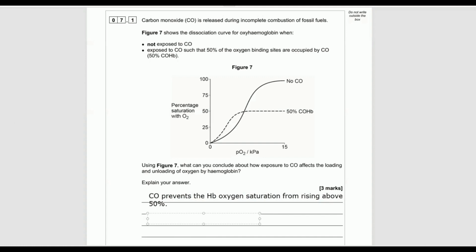So immediately that's going to score me a mark from pointing out that once carbon monoxide is bound, you can't get more than 50%. Whereas compare it to when no carbon monoxide is bound, you can get a much higher percentage of oxygen saturation. But also, this shows that when there is no carbon monoxide, there is a greater affinity for oxygen for the hemoglobin at high partial pressures.